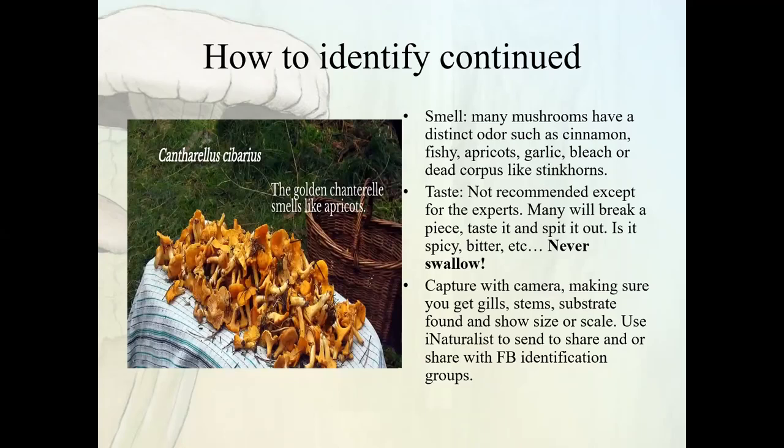Continue, smell. Many mushrooms, as Ann mentioned earlier, have a distinct odor, such as cinnamon, fishy, apricots, garlic, bleach, or dead corpse-like stinkhorns. Truffle oil has a really distinctive smell, which is good because if you're training your dog, that's really strong. It's overpowering. Taste is not recommended except for the experts. You break a piece, taste it, and spit it out. I'm not there yet. I think Sebastian's definitely there yet. Yeah, it's very important that you taste test all your mushrooms whenever you want to identify one that you can't identify.